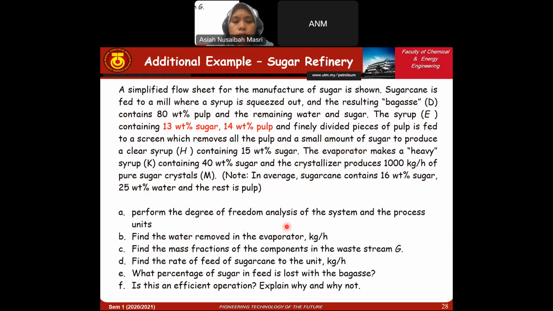First, perform the degree of freedom analysis of the system and the process unit. Find the water removed in the evaporator in kilogram per hour. Find the mass fraction of the components in the waste stream G. And find the rate of feed of sugarcane to the unit in kilogram per hour, and also what percentage of sugar in feed is lost with the bagasse. Is this an efficient operation? Explain why or why not.